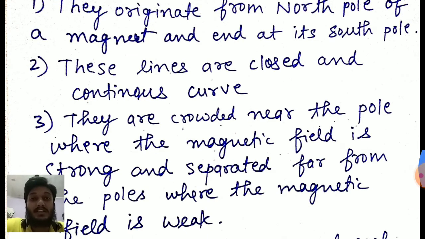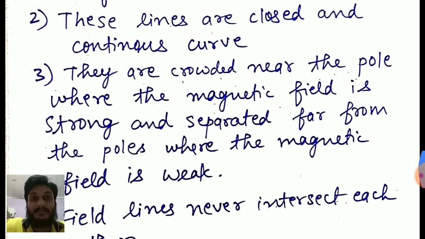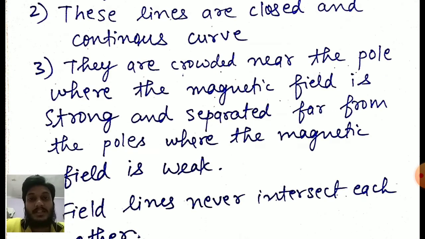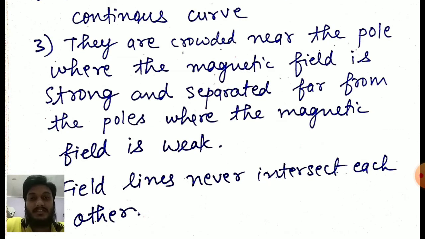And these lines are closed and continuous curves. The lines are closed and they remain continuous in curve shape. They are crowded near the poles. Poles means the north pole at the right side or the south pole at the left side. At the poles, if the magnetic field is strong, the lines going out at the corners will be very crowded. And similarly, if there is a weak magnetic field, the lines will be far away.